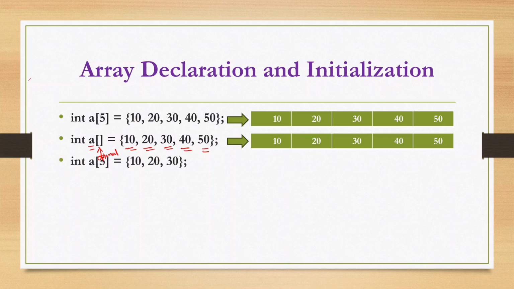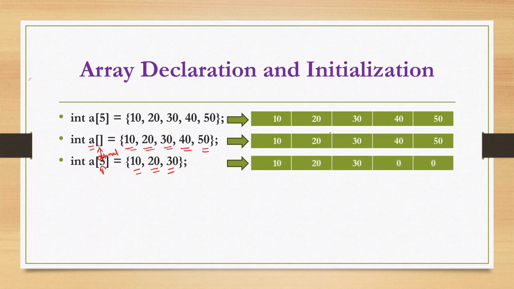The next statement is, let's say I have declared an array with size 5 and I have partially initialized this array. Only the size of the array is 5, but I have initialized only 3 elements. In that case, the remaining elements will be 0.